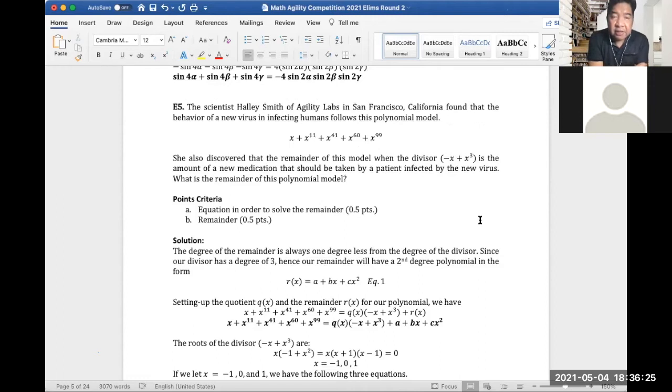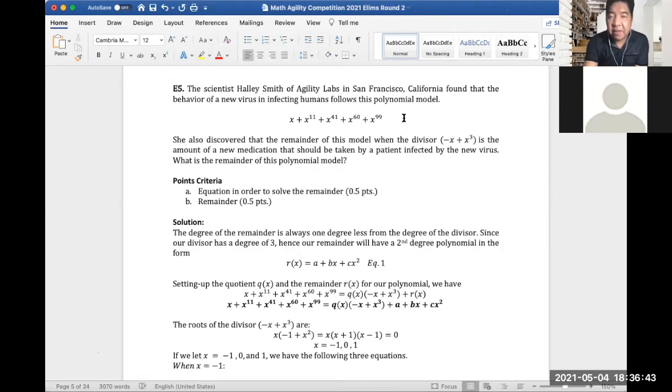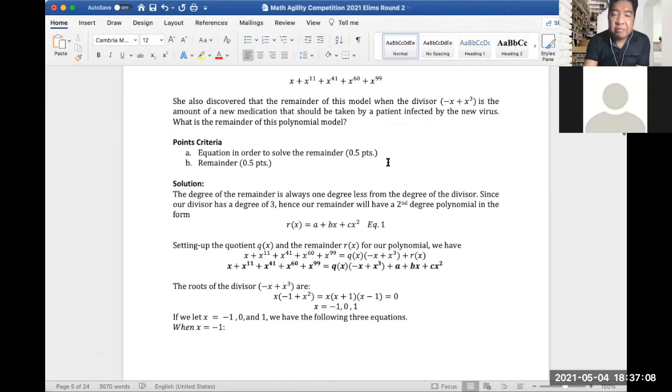So the question reads, the scientist Haley Smith of Agility Labs in San Francisco, California, found that the behavior of a new virus in infecting humans follows this polynomial model: x plus x to the 11 plus x to the 41st plus x to the 60 plus x to the 99. And she also discovered that the remainder of this model, when divided by negative x plus x cubed, is the amount of a new medication that should be taken by a patient infected by the new virus. So that's the medication model. What is the remainder of this polynomial model? So this is an algebra polynomial question.